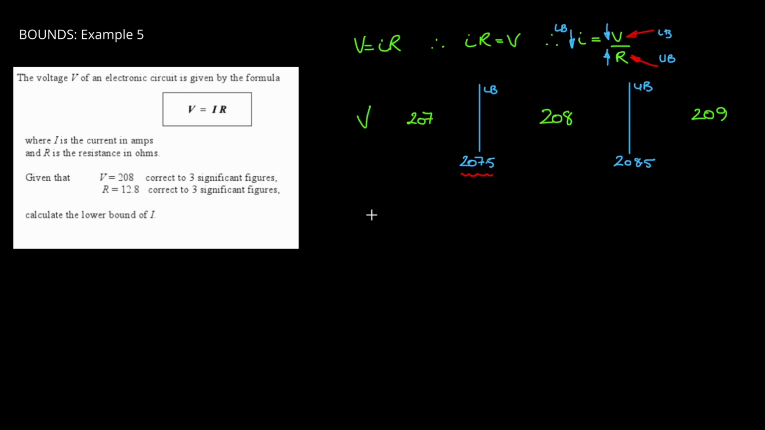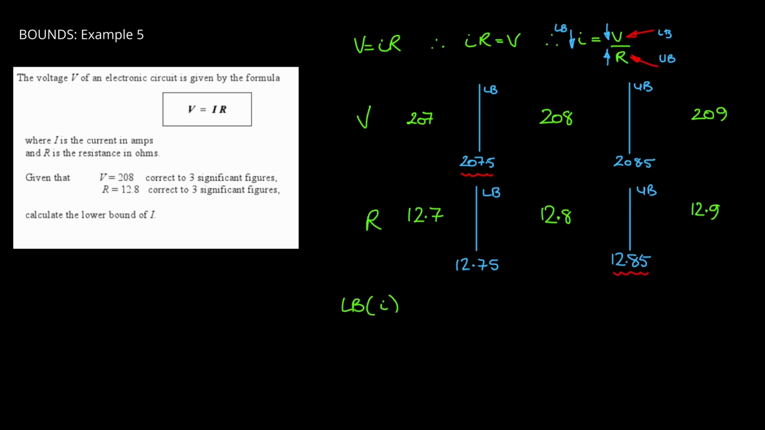Okay, now let's deal with the resistance. What's halfway between these two values? Well, it's 12.75, and this is 12.85. Now, from the work we've done earlier, again, we're going to need the upper bound of the resistance. So we're going to need this value. The lower bound of I, the current, will be given by the lower bound of the voltage divided by the upper bound of the resistance.